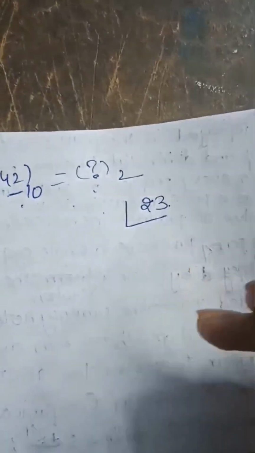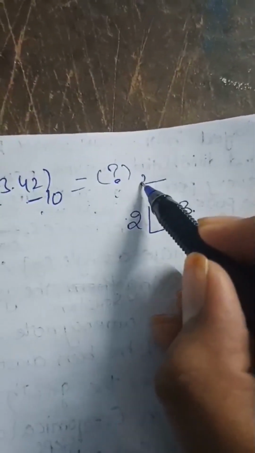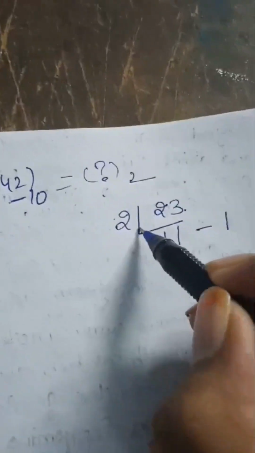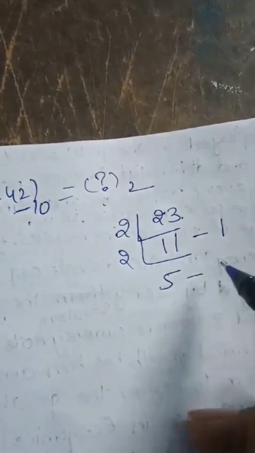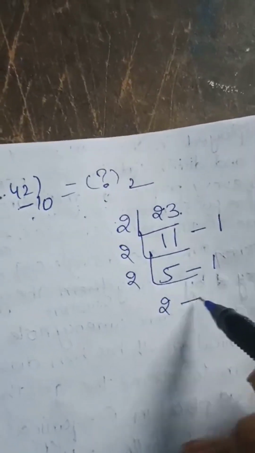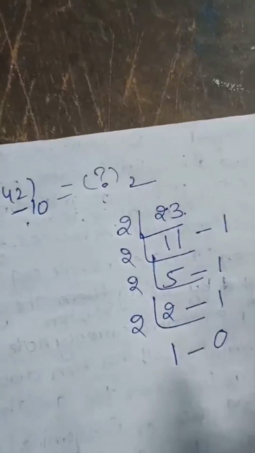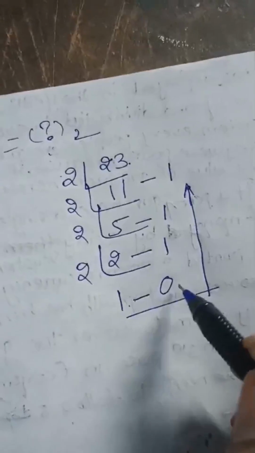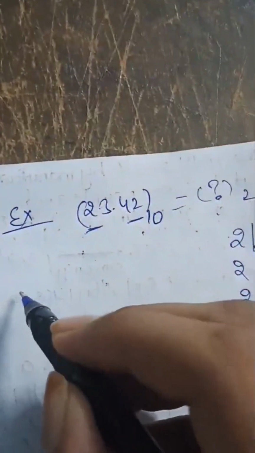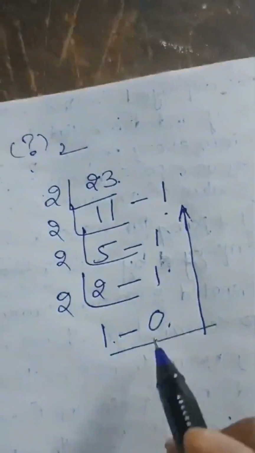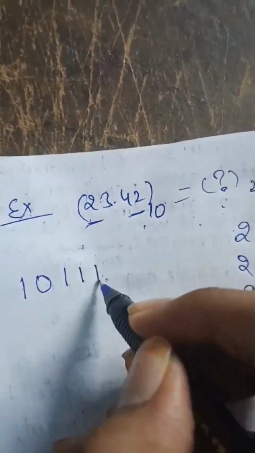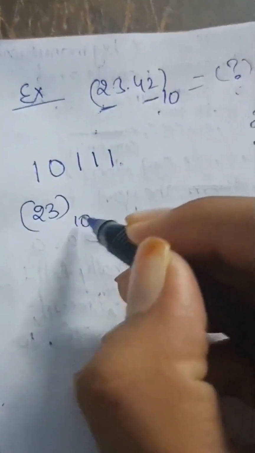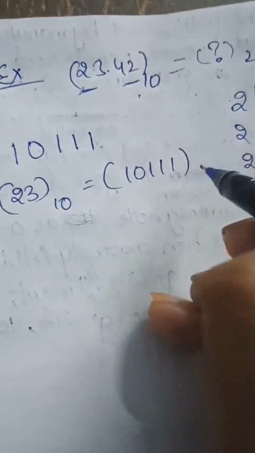LCM 23 with the base 2, because the binary form of the base is 2. So 2 11s are 22, remainder is 1. 2 5s are 10, remainder 1. 2 2s are 4, remainder 1. 2 1s are 2, remainder 0. So we take the remainders from the bottom up, that is 1 0 1 1 1. So the LCM 23 to the base 10 is equal to 10111 base 2.